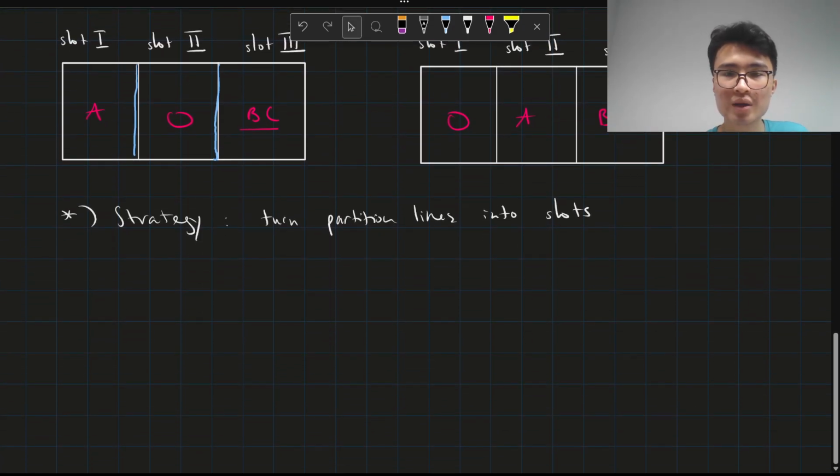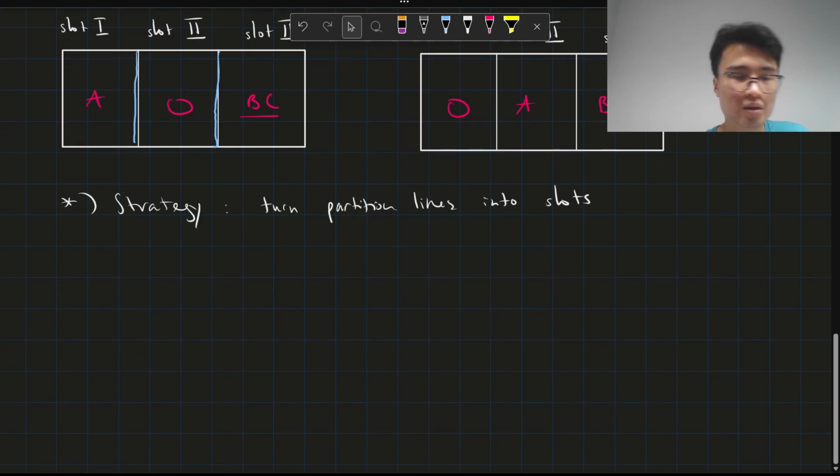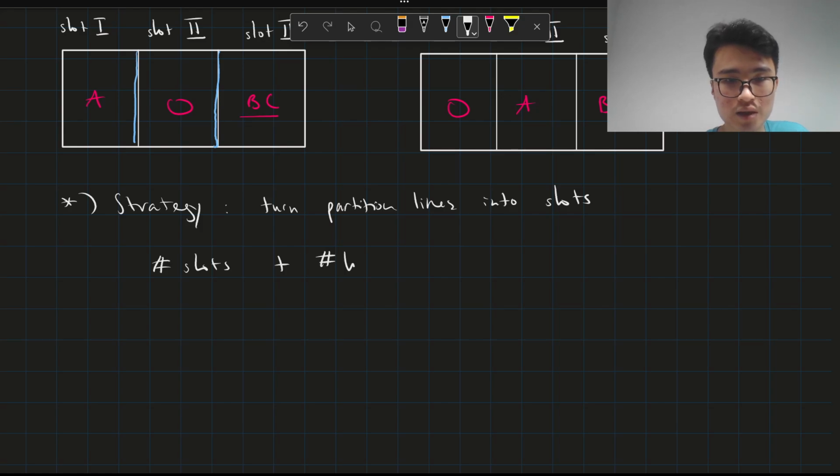So how many partition lines are there? There are two partition lines, right? And there are three slots. So now we take the number of slots plus the number of partition lines, and in this situation, we get 5 new slots.